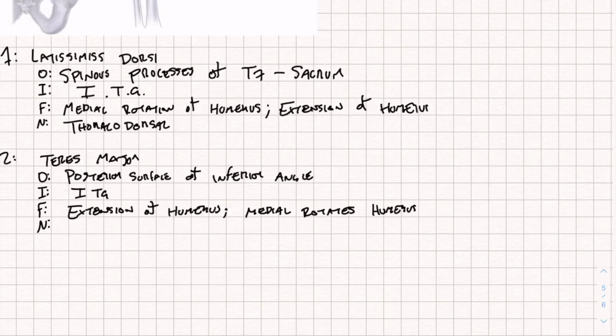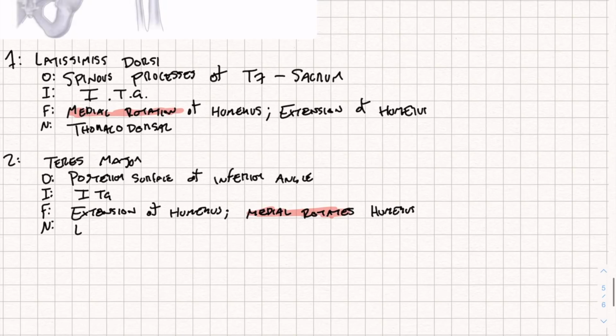So you can see there's a kind of a pattern developing here. The latissimus medially rotated, the teres major medially rotated, and the pec major, which we're going to look at next, also does. The teres major is innervated by the lower subscapular nerve. So that's kind of a weird one. The lower subscapular innervates the subscapularis and the teres major. Just kind of a weird variation there.